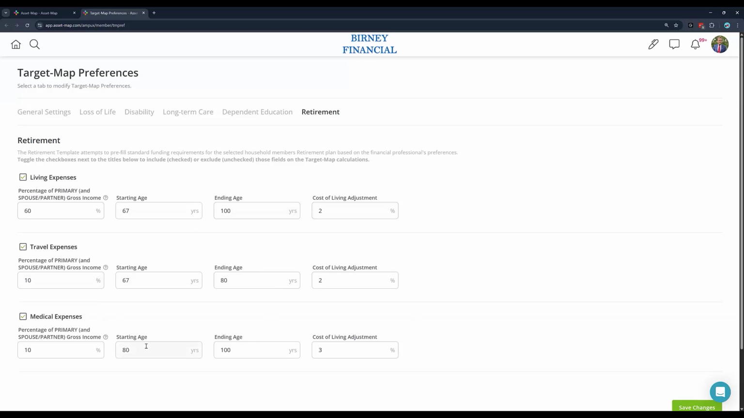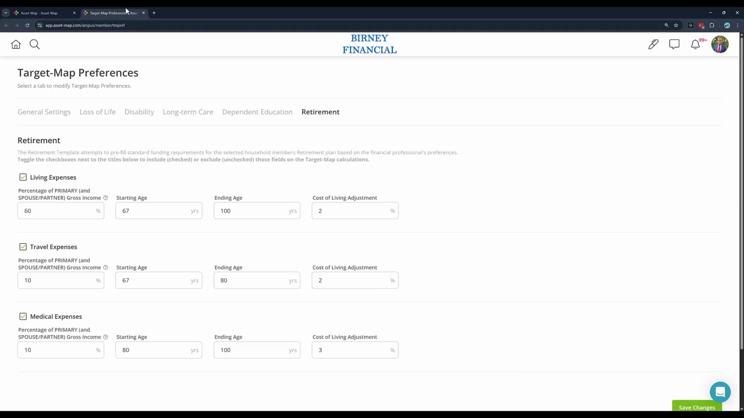And then medical expenses is me saying, hey, you know what? There are costs beyond Medicare. For the last 20 years of your life at a slightly higher COLA, here is some additional income coming in to help pay for those medical needs. If you don't need it, put it towards your travel budget. Fine by me. But save those changes when you're all set. And now every retirement target map you run will follow these unique defaults to you.